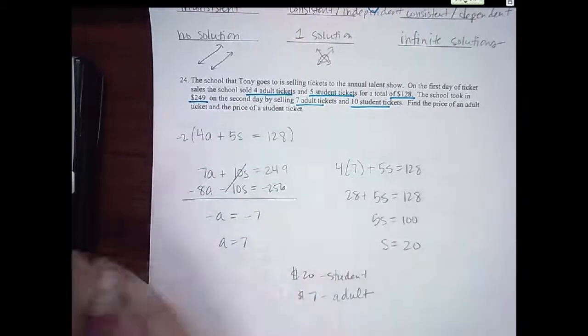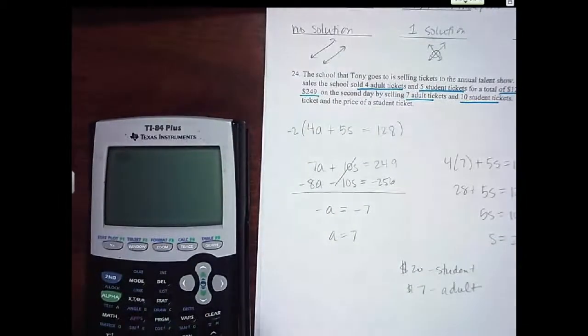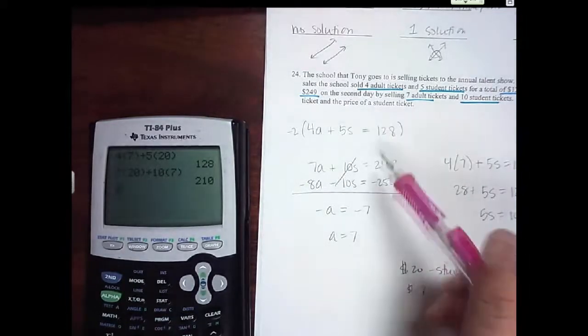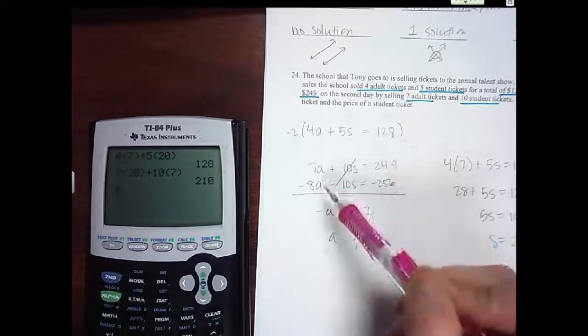I'm going to check that. So I'm going to just plug that back into my two equations. So I have 4 times 7 plus 5 times 20. I got 128. 7 times 20 plus 10 times 7. Okay, I did something wrong because I got 210. 4a plus 5s. That looks fine.